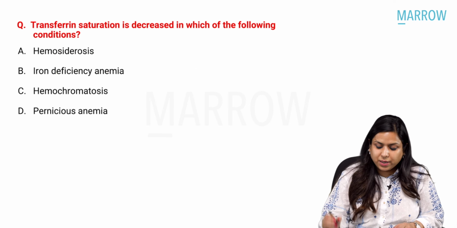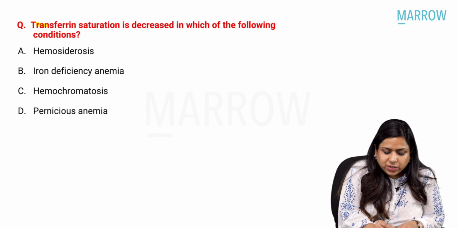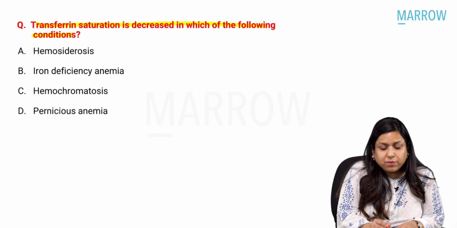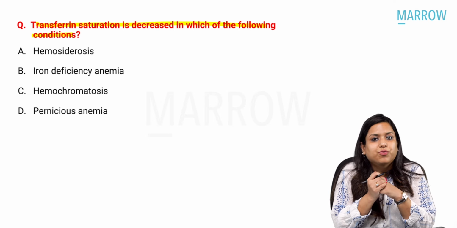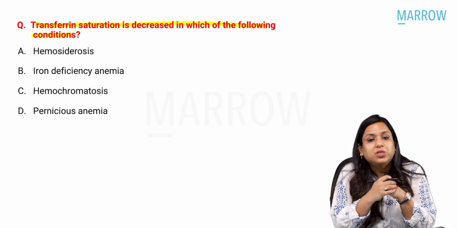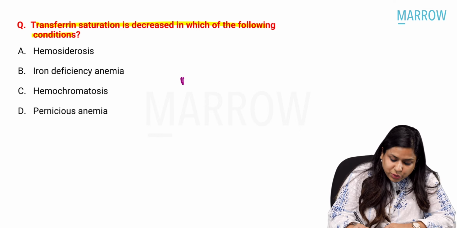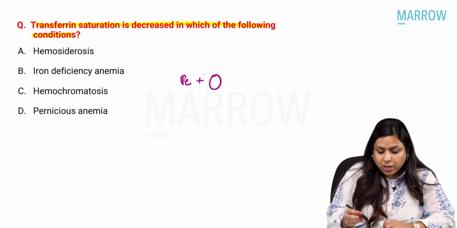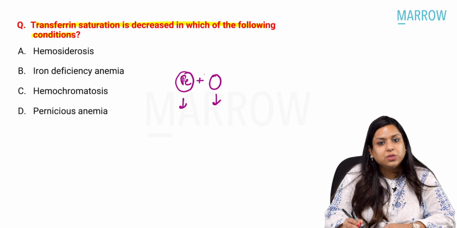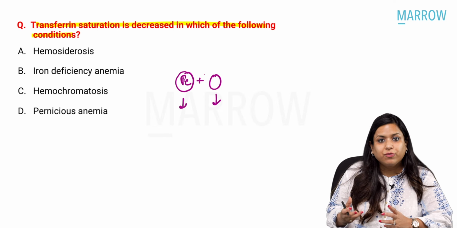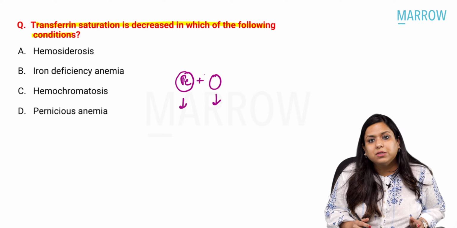Understood? Next question. Transferrin saturation is decreased in which of the following conditions? You tell me what is transferrin first of all. Remember, I told you, students, transferrin is the transportation form of iron. So suppose, students, this is iron. Iron is transported by binding to transferrin, right? So if my iron level is low, of course, transferrin saturation is going to be low, right? Of course, right? So what is going to be the answer, students?